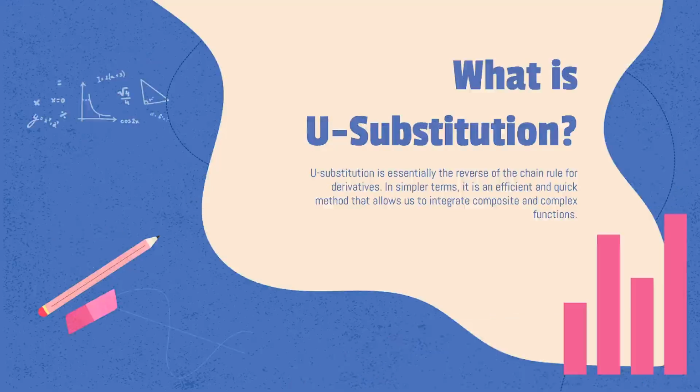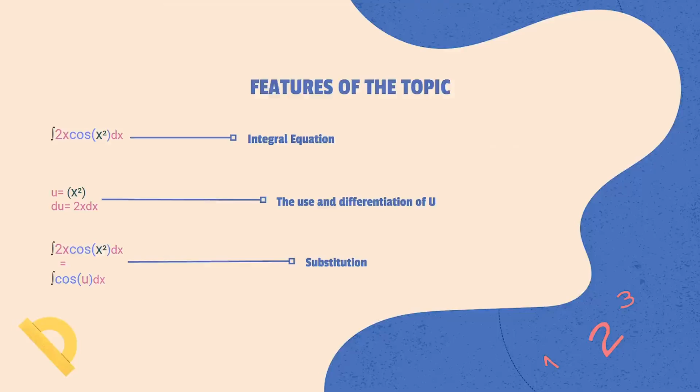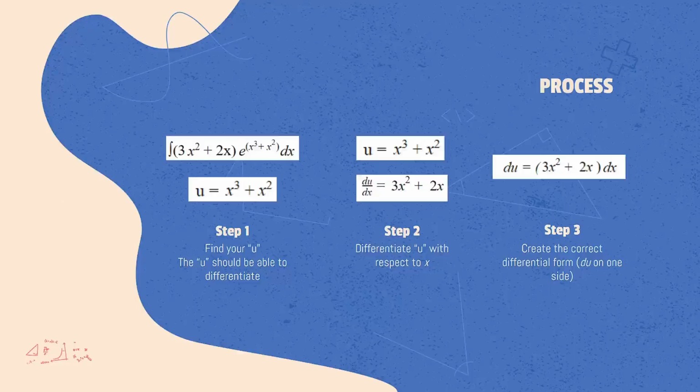What is U substitution? U substitution is essentially the reverse of the chain rule for derivatives. In simpler terms, it is an efficient and quick method that allows us to integrate composite and complex functions. So the features of the topic are, of course, the integral equation and the differentiation of the u, and then after that we substitute u back in to find the integral.